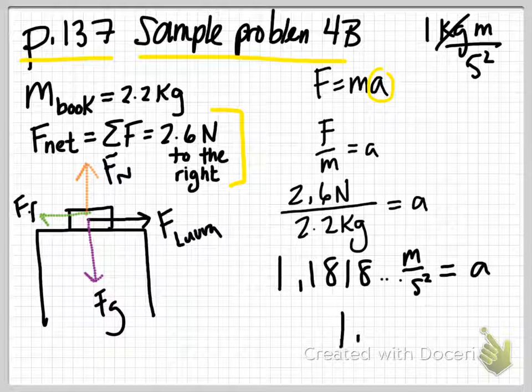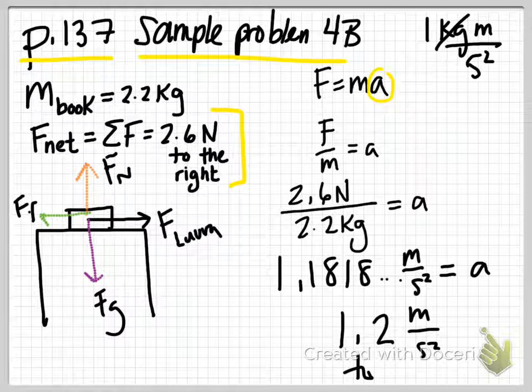We have two sig figs. This would be 1.2 meters per second squared to the right, and we do need to specify direction because acceleration is a vector. That's a really easy one. Let's do one together that's a little bit tougher.